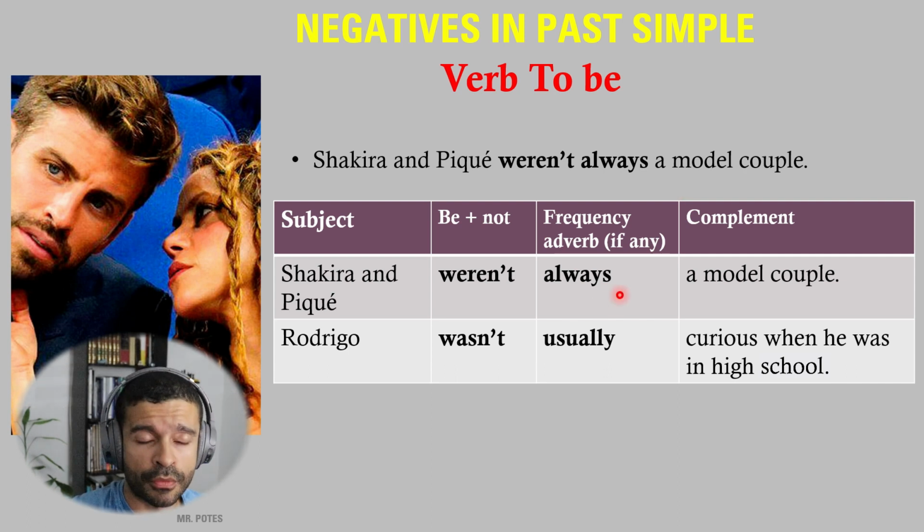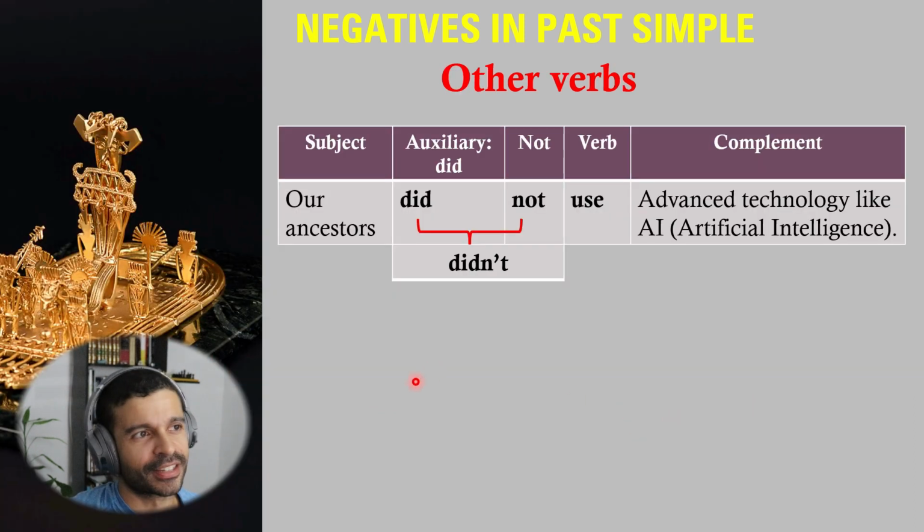But when frequency adverbs are used, this is the position. They go right after the verb to be and the negative word not. For example, Shakira and Piqué weren't always a model couple. Another example, Rodrigo wasn't usually curious when he was in high school. Now let's analyze how is the structure of negatives in past simple with other verbs.